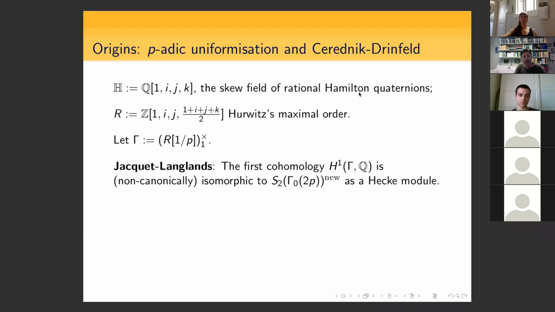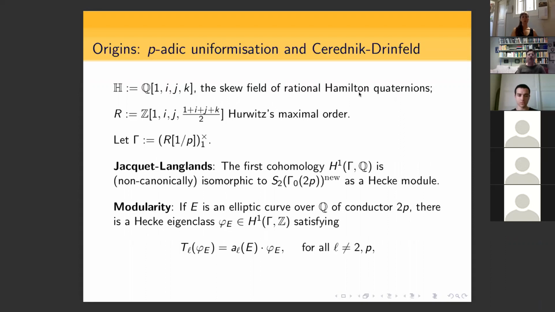And Jacquet-Langlands tells us that the first cohomology of this group is isomorphic in a non-canonical way to the space of weight 2 cusp forms on gamma naught of 2p, the new part of that, as a Hecke module, as a module over the ring of Hecke operators. And therefore, modularity tells us that if we have an elliptic curve of conductor 2p, then there is a Hecke eigenclass in this first cohomology, which has the system of Hecke eigenvalues.